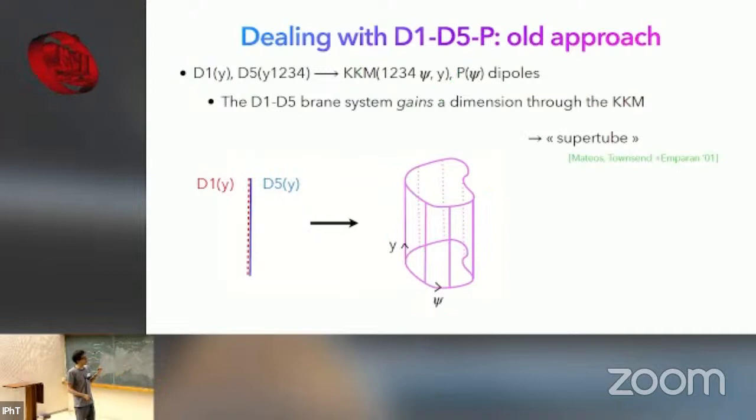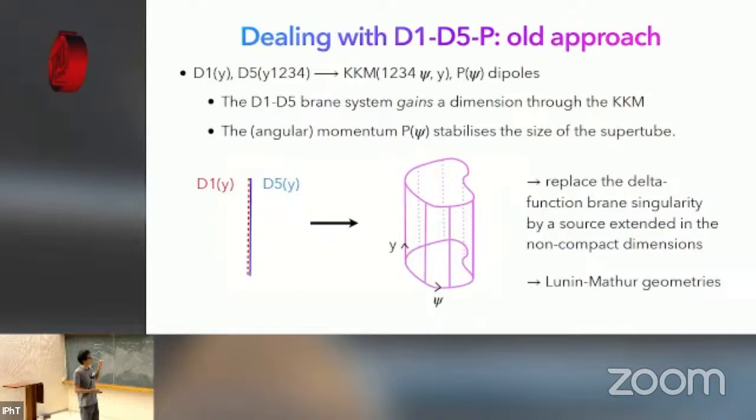And this is linked to the supertubes. So we have the Kaluza-Klein monopole. And what is this P doing here? This momentum, this angular momentum, stabilizes the size of the supertube. So really the idea is to replace the delta function brane singularity in the non-compact dimension of the D1, D5 system by something that is extended in the non-compact dimensions.